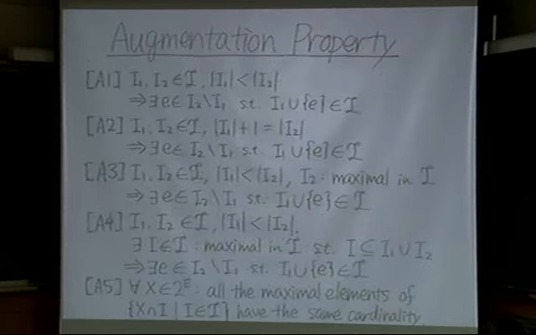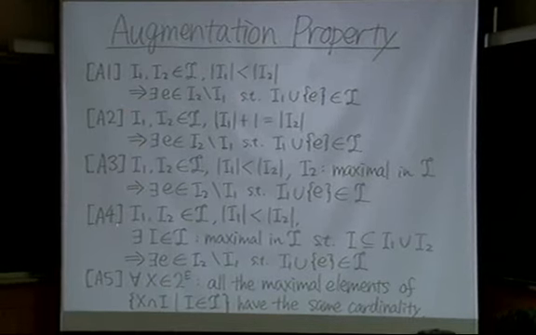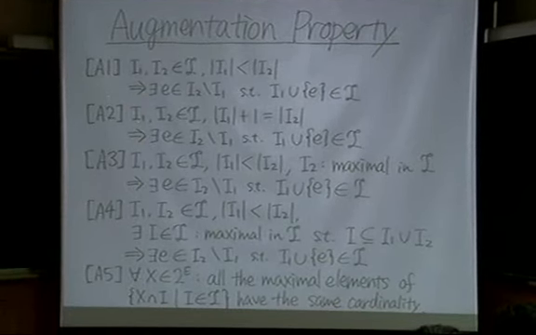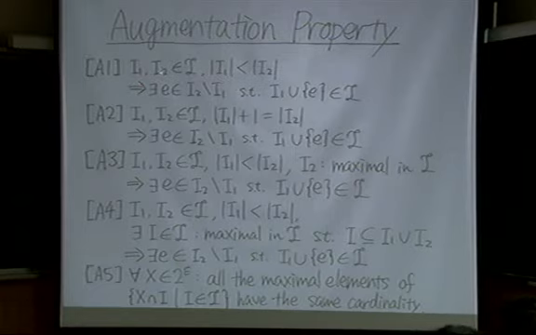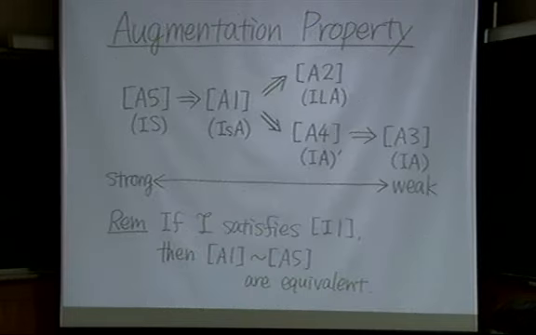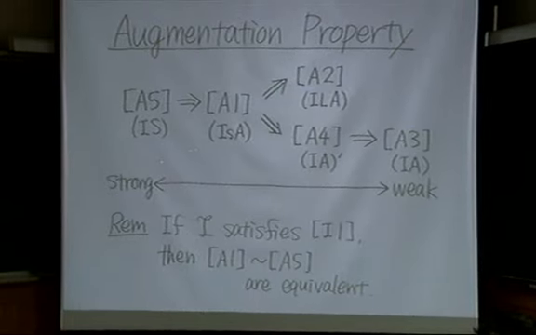Augmentation property, there are several kinds of augmentation properties. Here I wrote 5 kinds of augmentation properties. Maybe the first one is the most popular augmentation property, I think. If there are 2 independent sets and the sizes are different, then there exists some element and we can augment. And they are a little bit different, something like this. And I comment on this one.